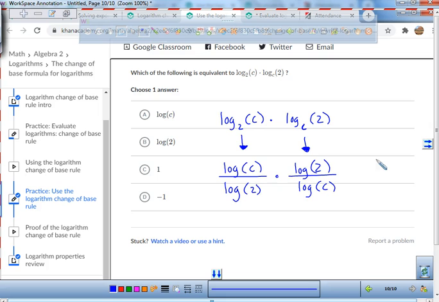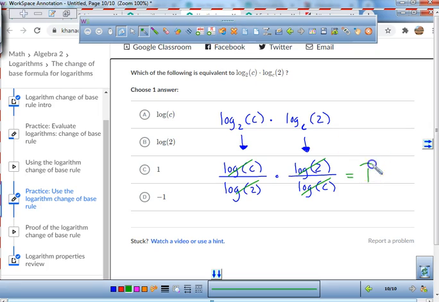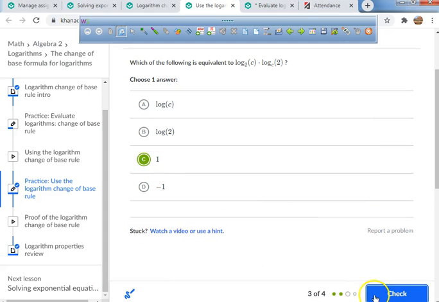Interesting. What cancels out? That guy cancels out that guy. That guy cancels out that guy. It looks like we're just left with a 1, because any number divided by itself is 1. I know 0 divided by 0, you can't do that. But other than 0, it's just going to be a 1.